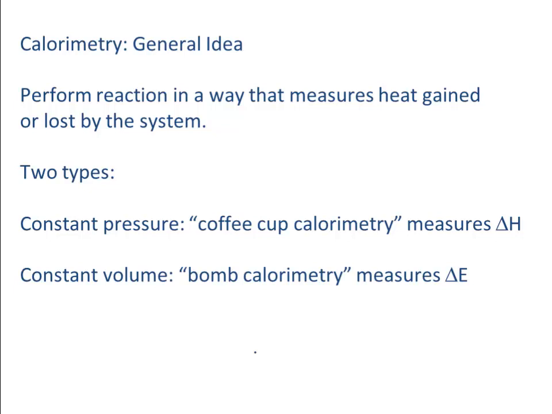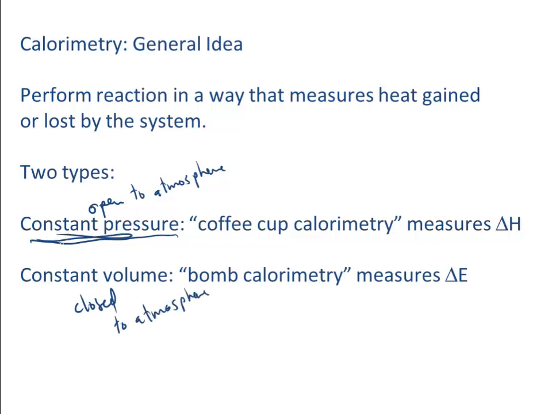There are two types of calorimetry experiments. One is where the reaction is done under constant pressure, meaning it's open to the atmosphere, so you can't build up pressure. The other is constant volume, which is closed to the atmosphere. If you do constant pressure, you're measuring delta H. If you do constant volume, you're actually measuring delta E for the system.